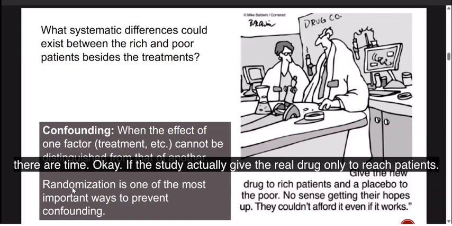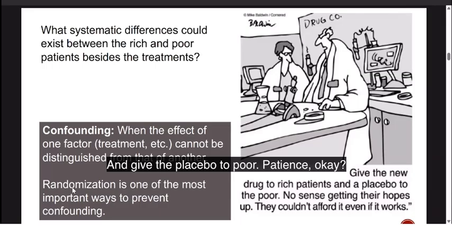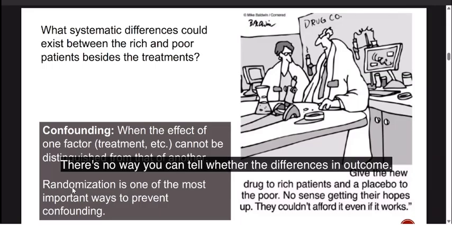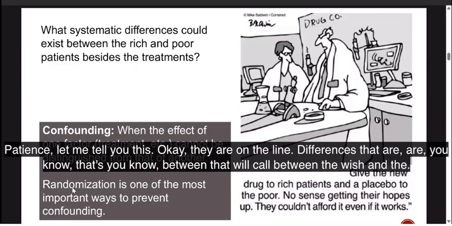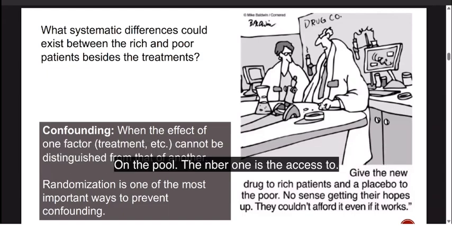Okay, if the study gives the real drug only to rich patients and the placebo to poor patients, there's no way you can tell whether the difference in outcome is due to the treatment or due to systematic differences between the rich and poor patients. Let me tell you this, okay? There are underlying differences that occur between the rich and the poor.